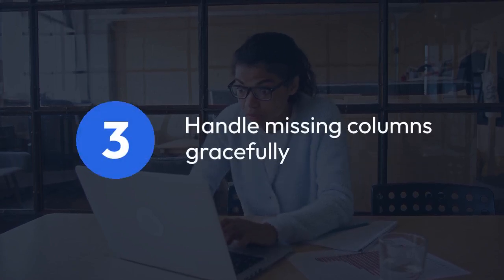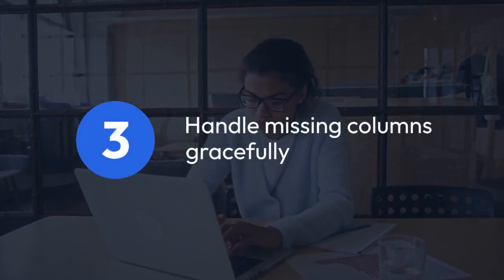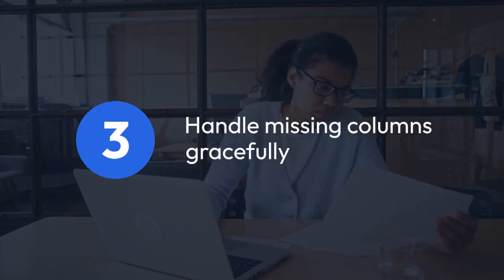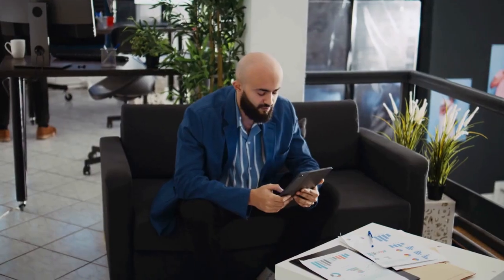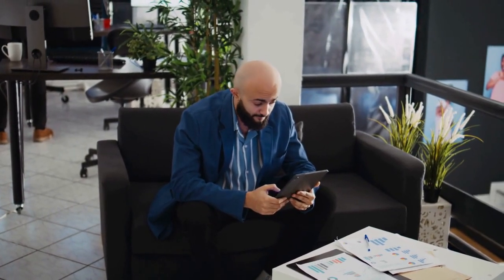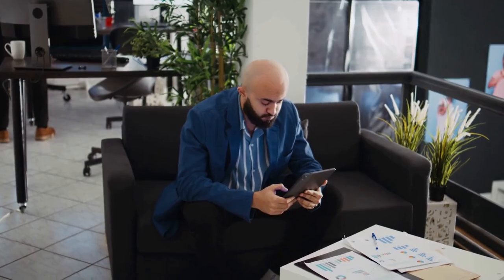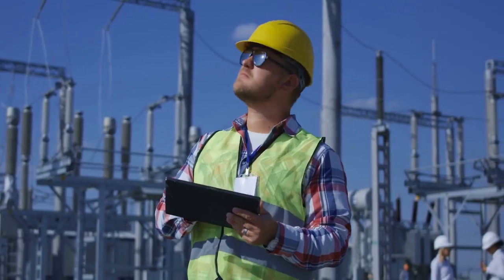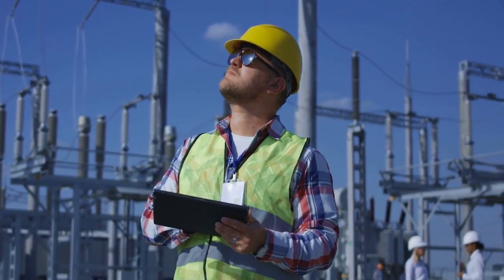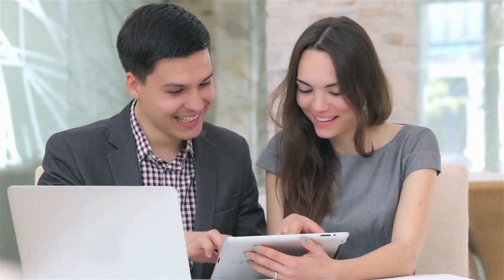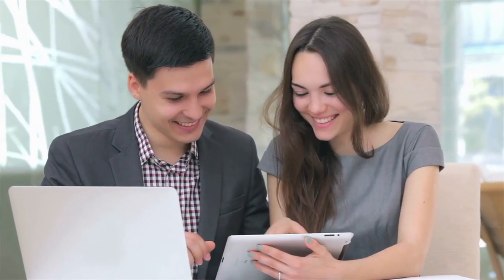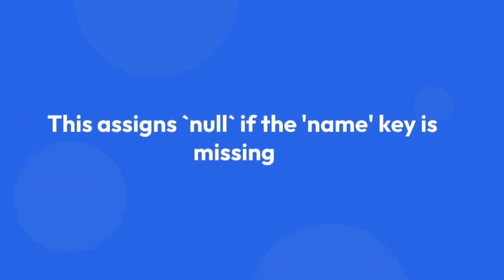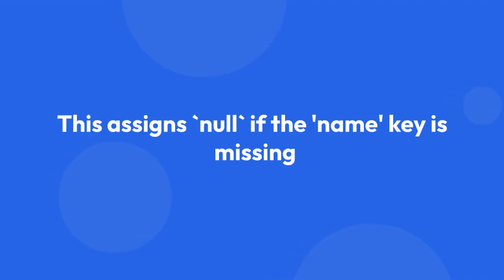3. Handle missing columns gracefully. To prevent the error, implement error handling. If you're unsure of whether a specific column always exists, check for its existence before accessing it. This can be done with isset or array_key_exists. For example, instead of $name = $row['name'], use $name = isset($row['name']) ? $row['name'] : null. This assigns null if the name key is missing. This will prevent the script from crashing.